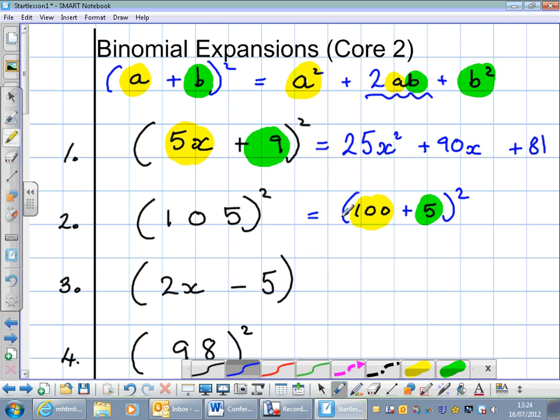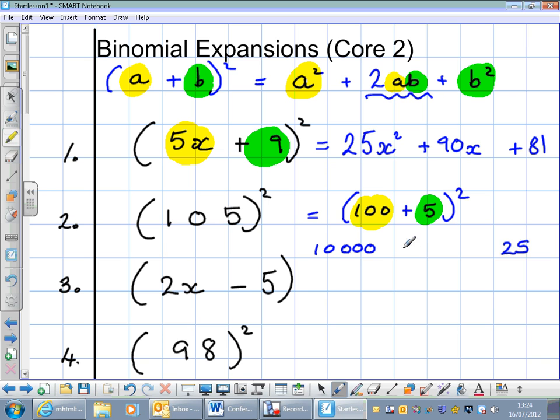So the expansion is 100 squared is 10,000, 5 squared 25, and then in the middle we've got twice the product of those two. 100 times 5 is 500, double that, 1,000, and because they're all numbers we can simplify that as 11,025.